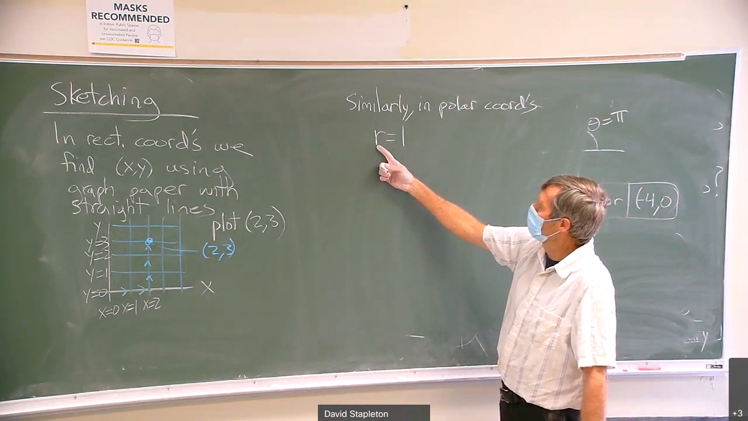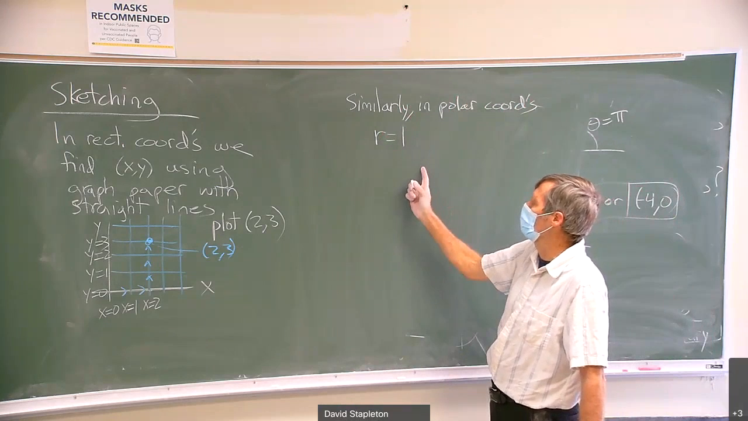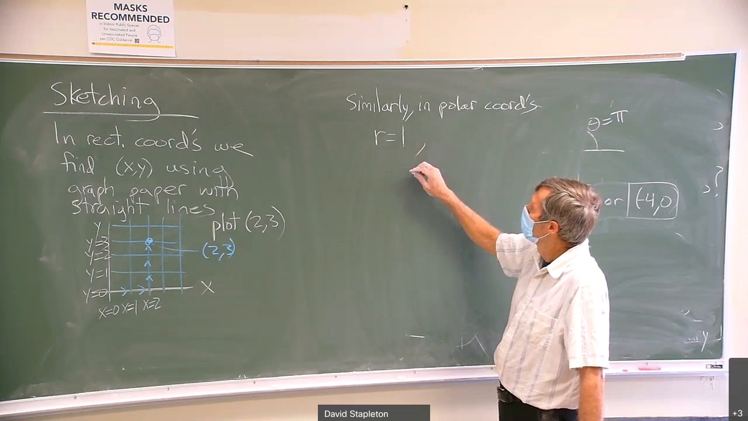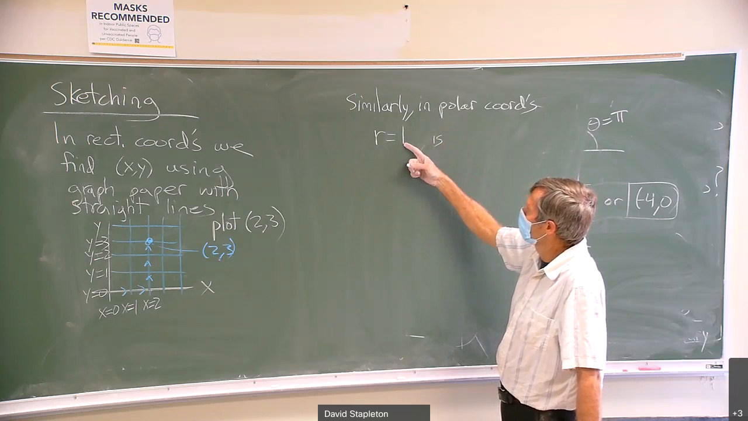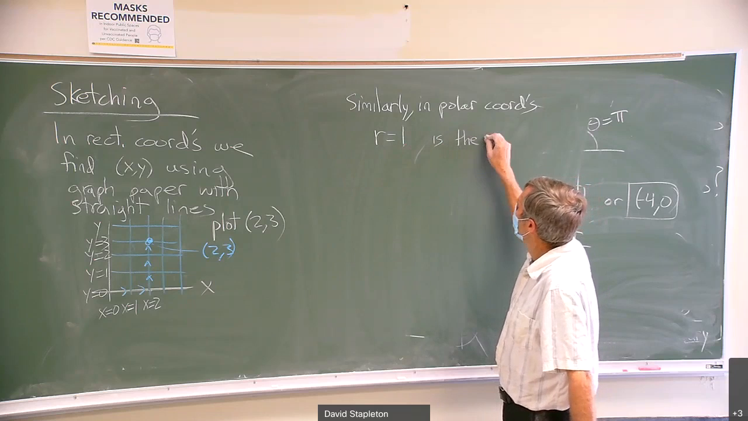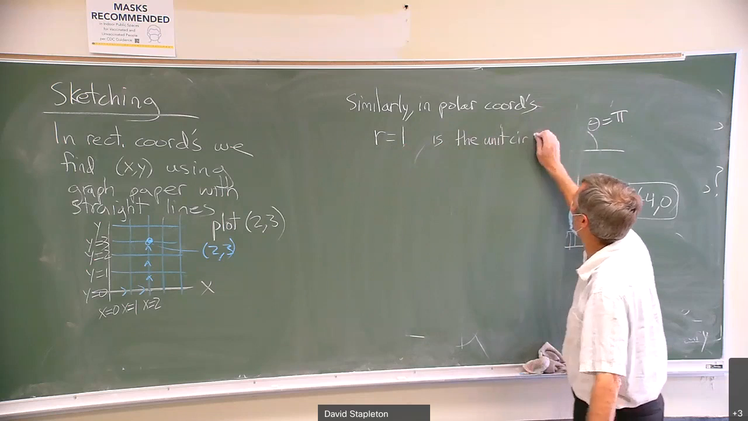R is the distance from the origin that the point is, right? You turn to theta and you go out r, or if r is negative, then it's minus the distance. But this says that you want all points 1 unit from the origin. So the set of all points 1 unit from the origin is the circle of radius 1, right? It's the unit circle. All points 1 unit from the origin.